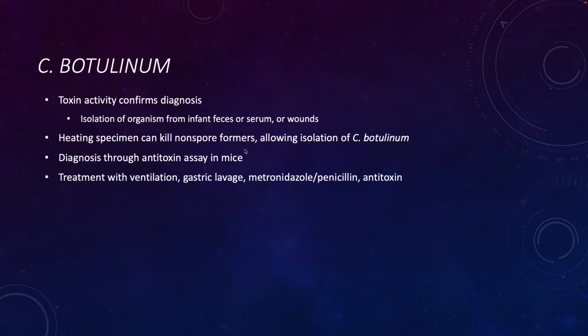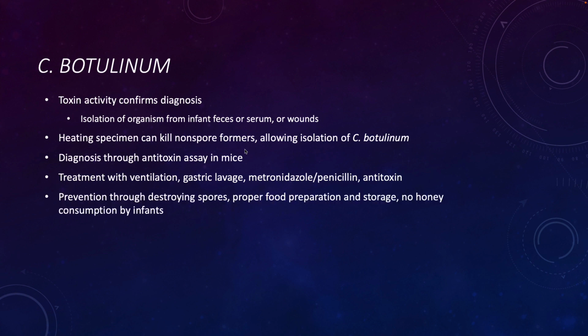You can do that same antitoxin assay in mice, and then you can treat with ventilation, gastric lavage, metronidazole or penicillin, and antitoxin. Prevention is through destroying the spores, proper food preparation and storage, and no honey consumption by infants.